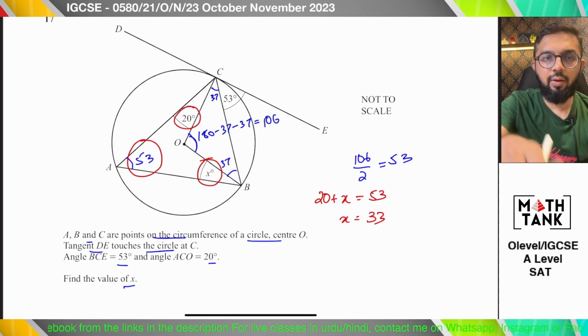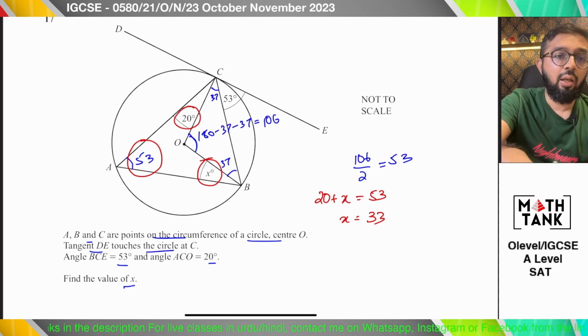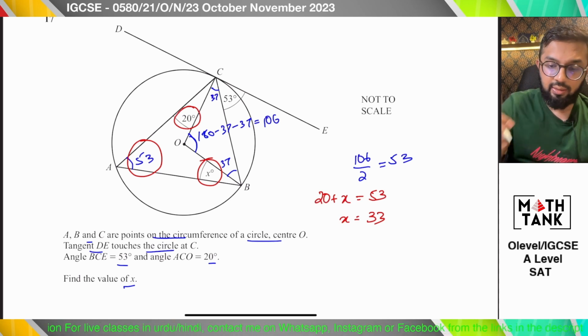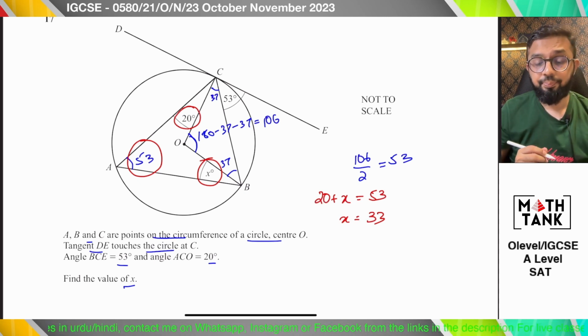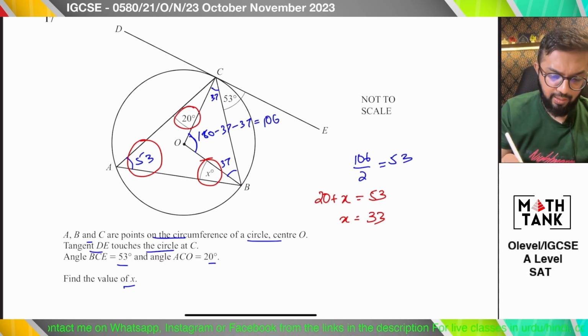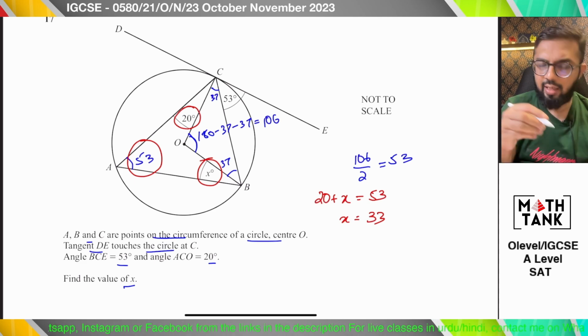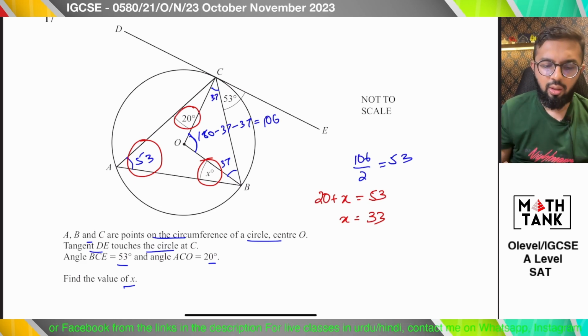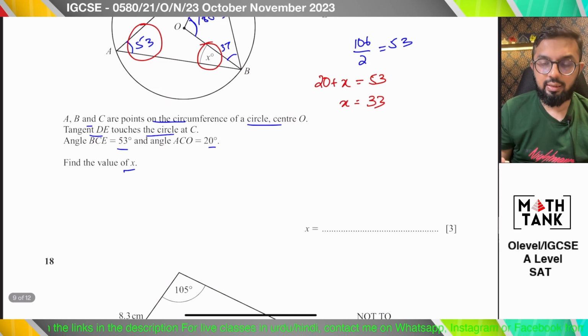Okay, that is only when you have both other points on the circumference. Don't do it otherwise or you get a wrong answer. There are other ways to do this question as well. You could have found this angle and then said that this is a four-sided shape, so all four angles add up to 360 degrees.